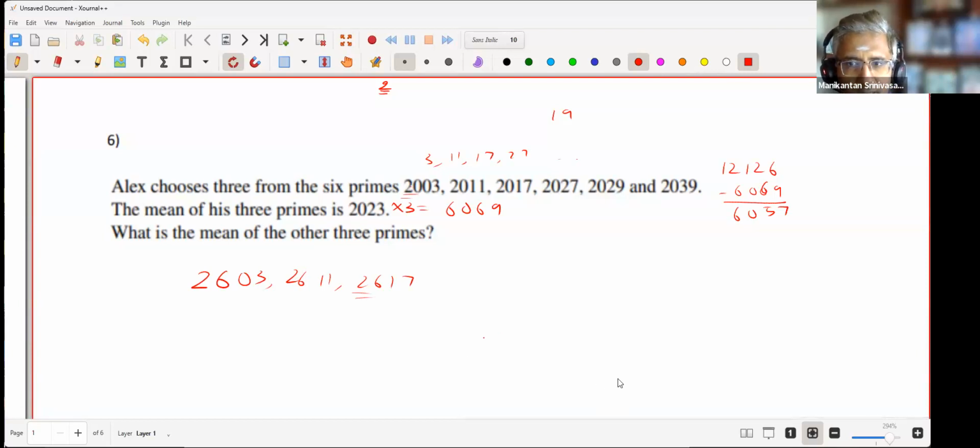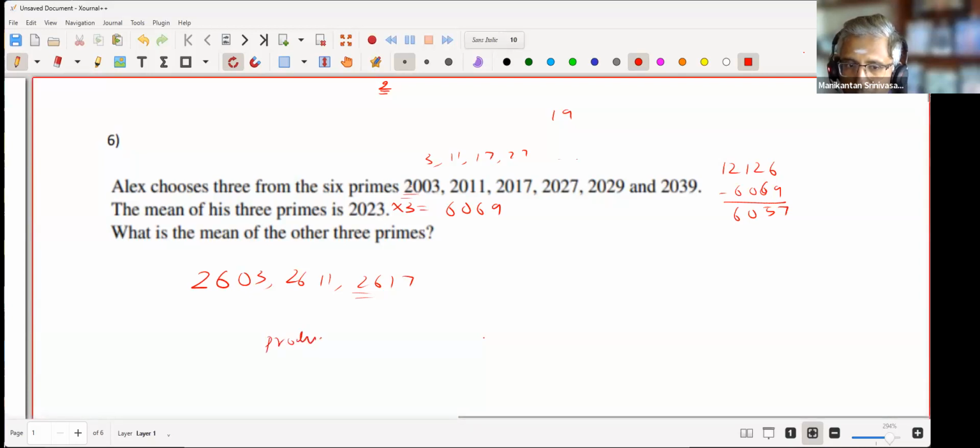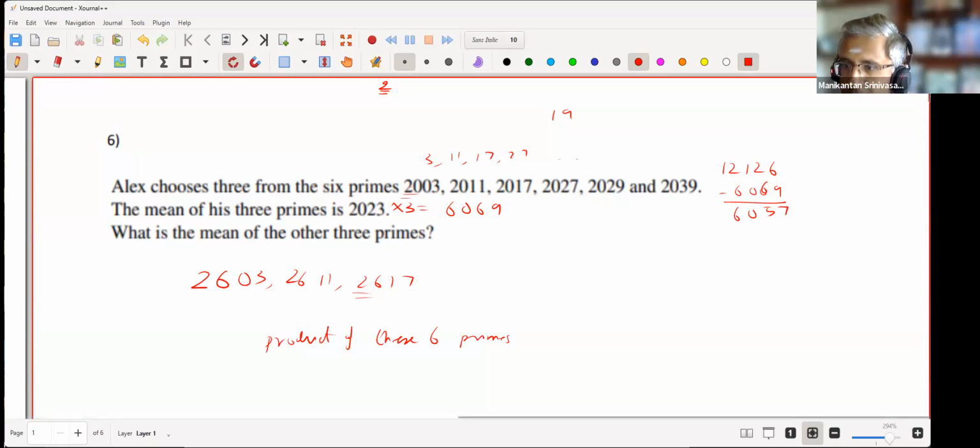Let me just ask one other question on this. Okay, so there are 6 primes here, right? How many factors will there be for the product of these 6 primes? So you take all of these 6 primes and you multiply them. Okay, that resulting big, humongous number will have how many factors? That's the question.